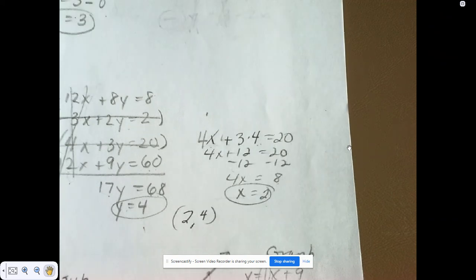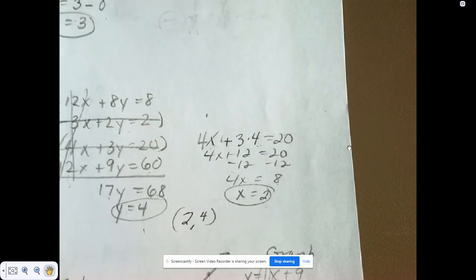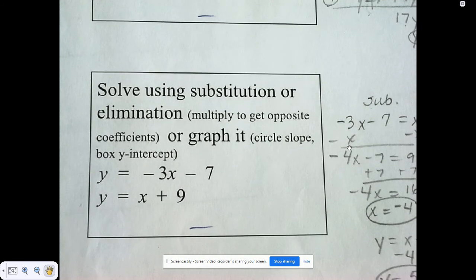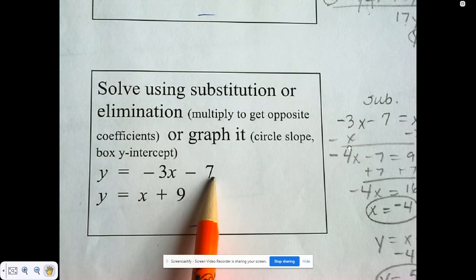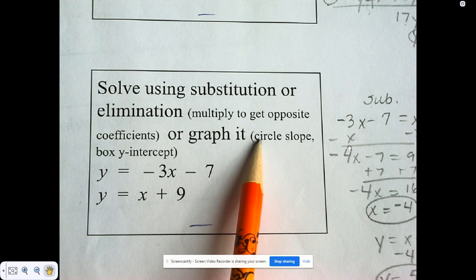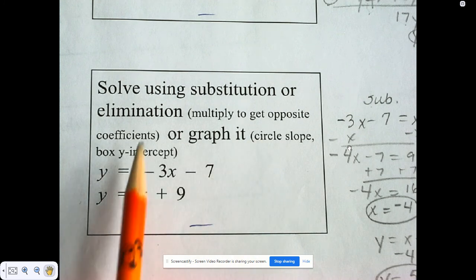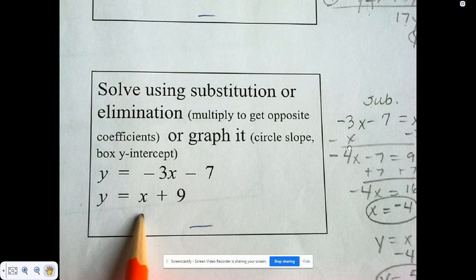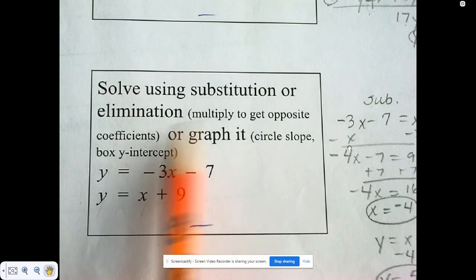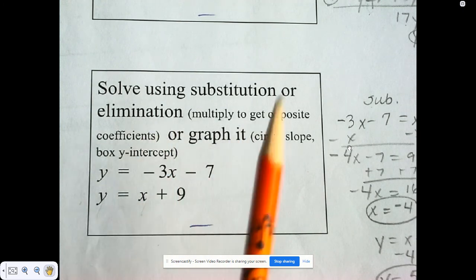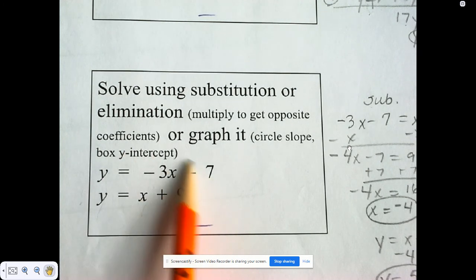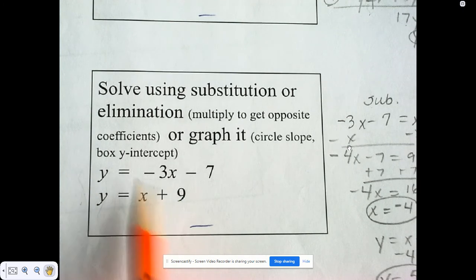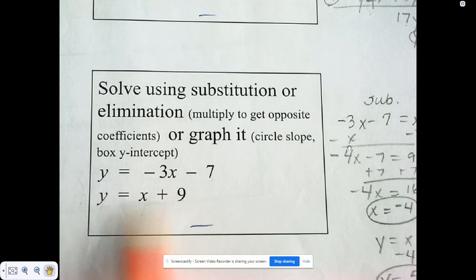We're going to do one more here, and I want you to, again, pause the video and see which method would be the best for you to solve this one. So here it is, noticing that it is in y equals mx plus b, so I could go ahead and graph it. I could also use elimination because they are lined up and try to get the opposite coefficients or the same coefficients. Or I could use substitution where I have y equaling this, and y equals this, so then I'd have equal values, and I could solve it that way.